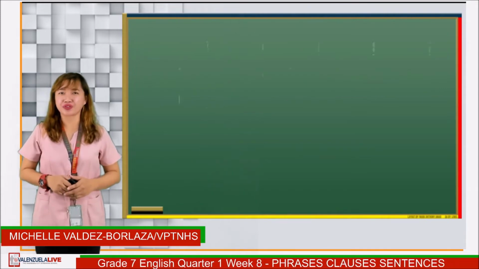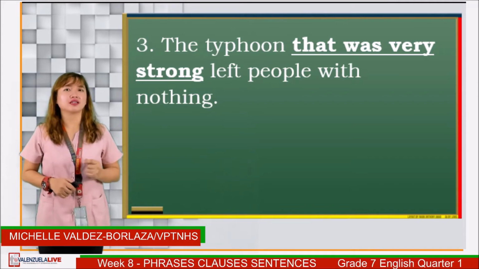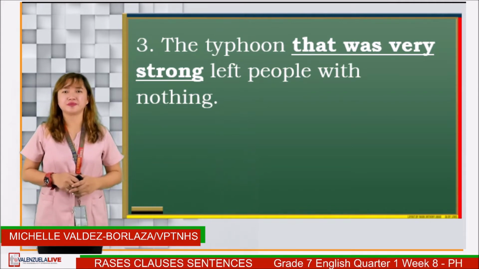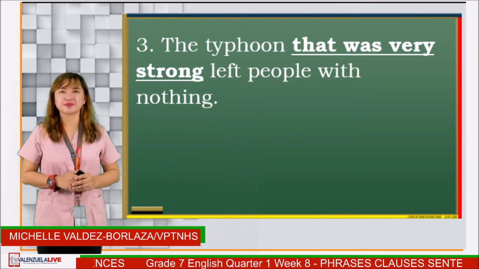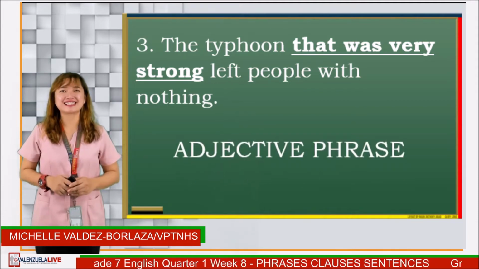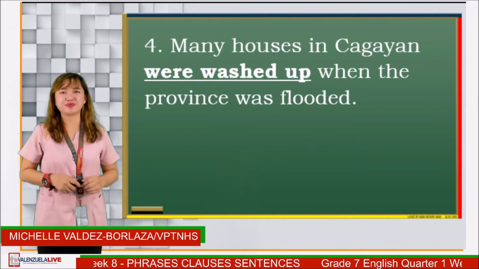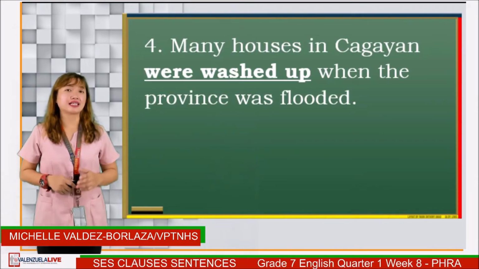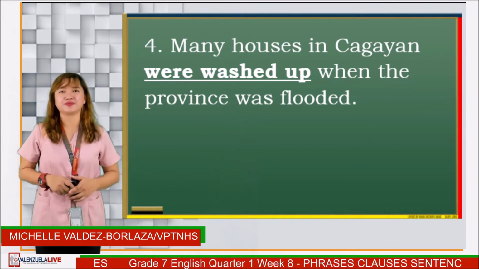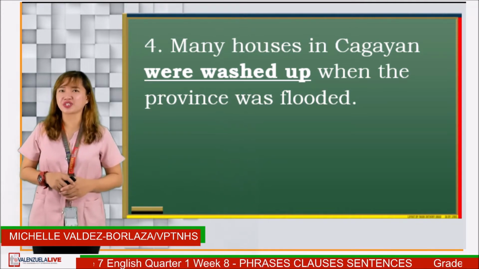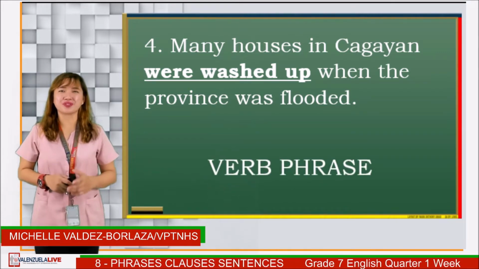Let's now have number 3. The typhoon that was very strong left people with nothing. What do you think is the answer, learner? It is an adjective phrase. Let's now have the last one. Many houses in Cagayan were washed up when the province was flooded. What do you think is the correct answer? It is a verb phrase.